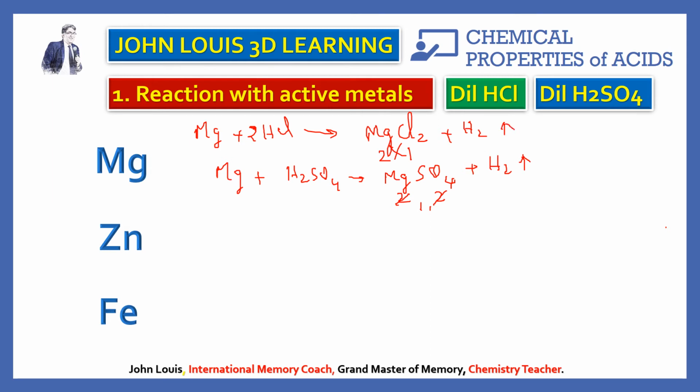And like this, for zinc also you can write on your own. For iron also you can write on your own. Okay, you try to write yourself. You can try and get the answer. So here when iron reacts with dilute hydrochloric acid, you will get a doubt. Iron is having 2 valencies, no? Valency 2 and 3. Therefore, will you get iron 2 chloride or iron 3 chloride?